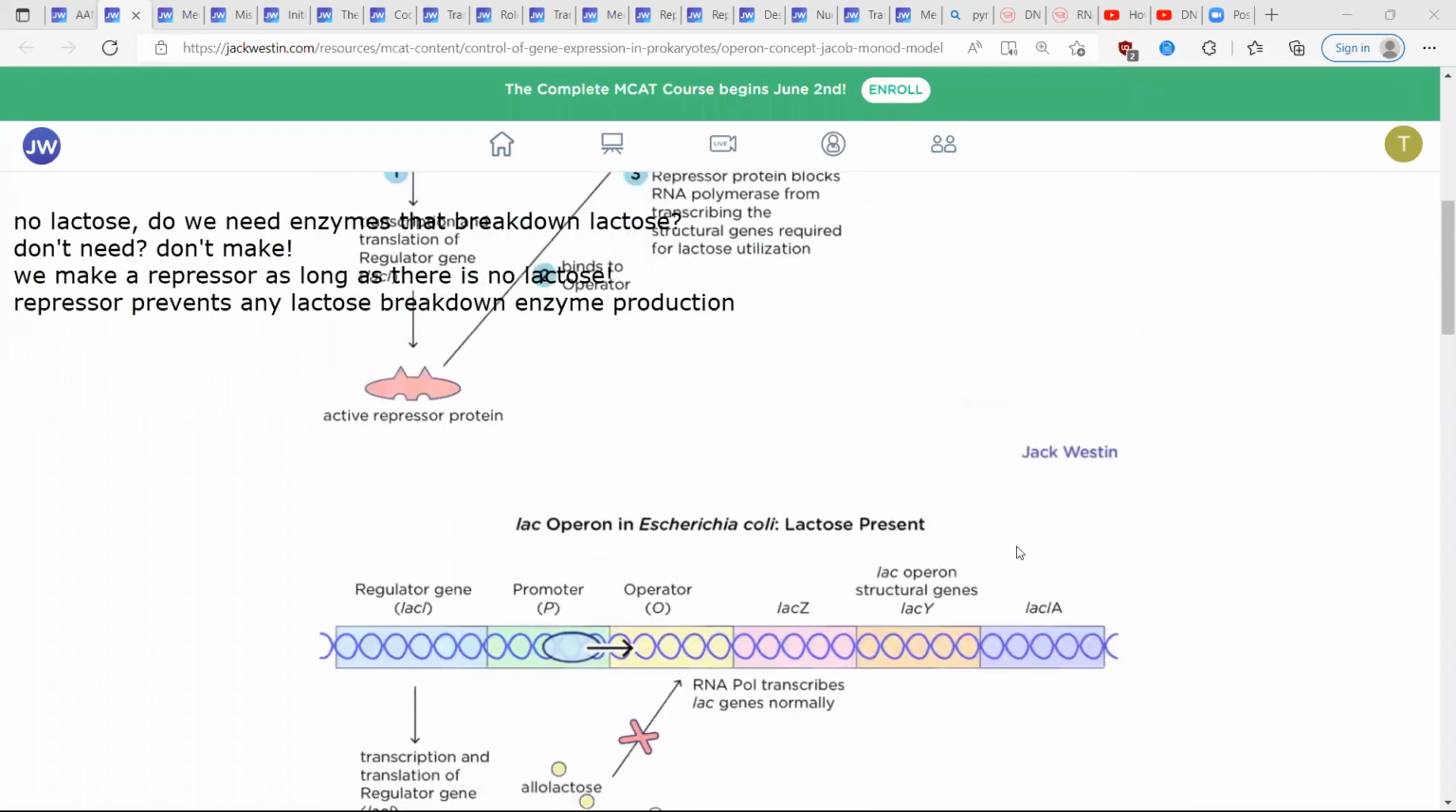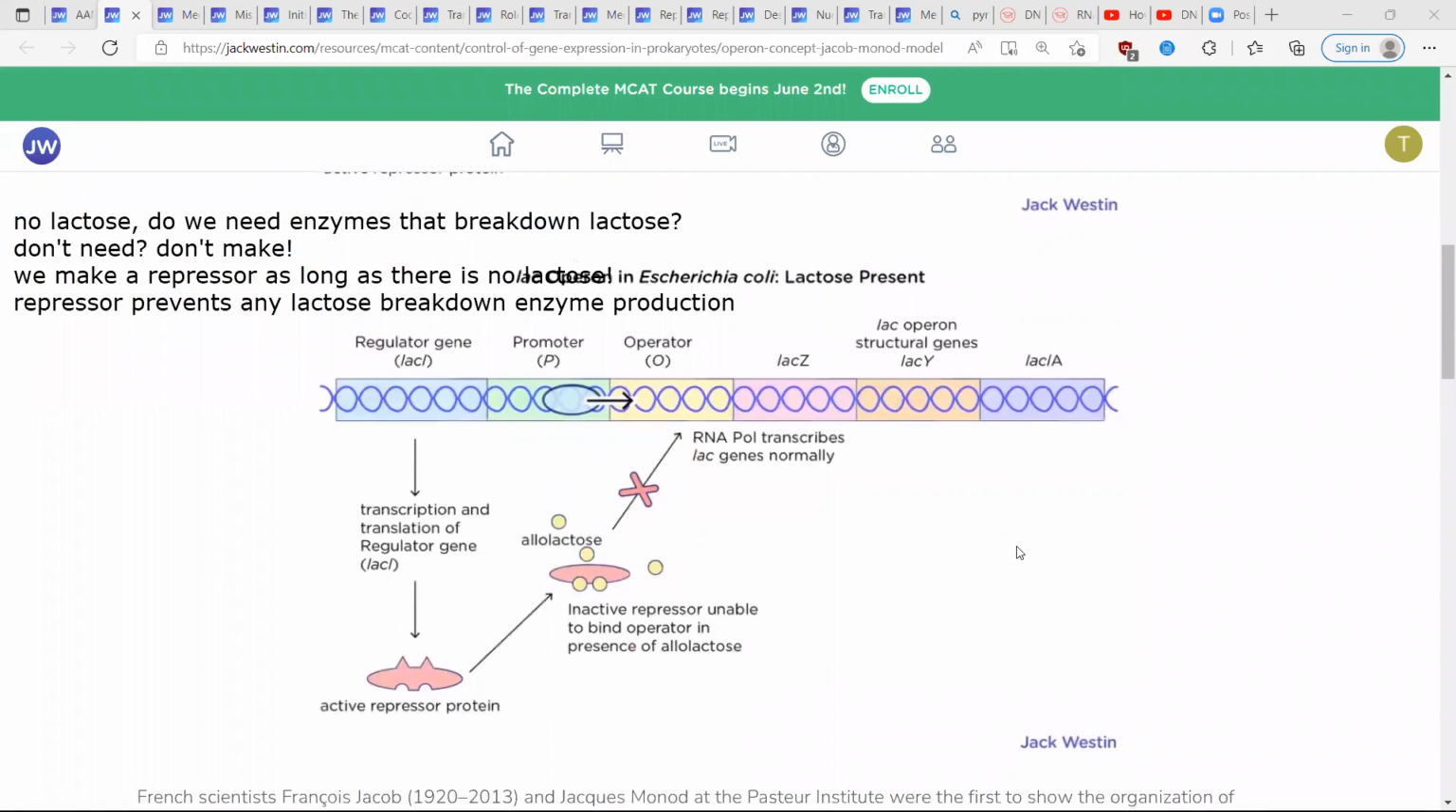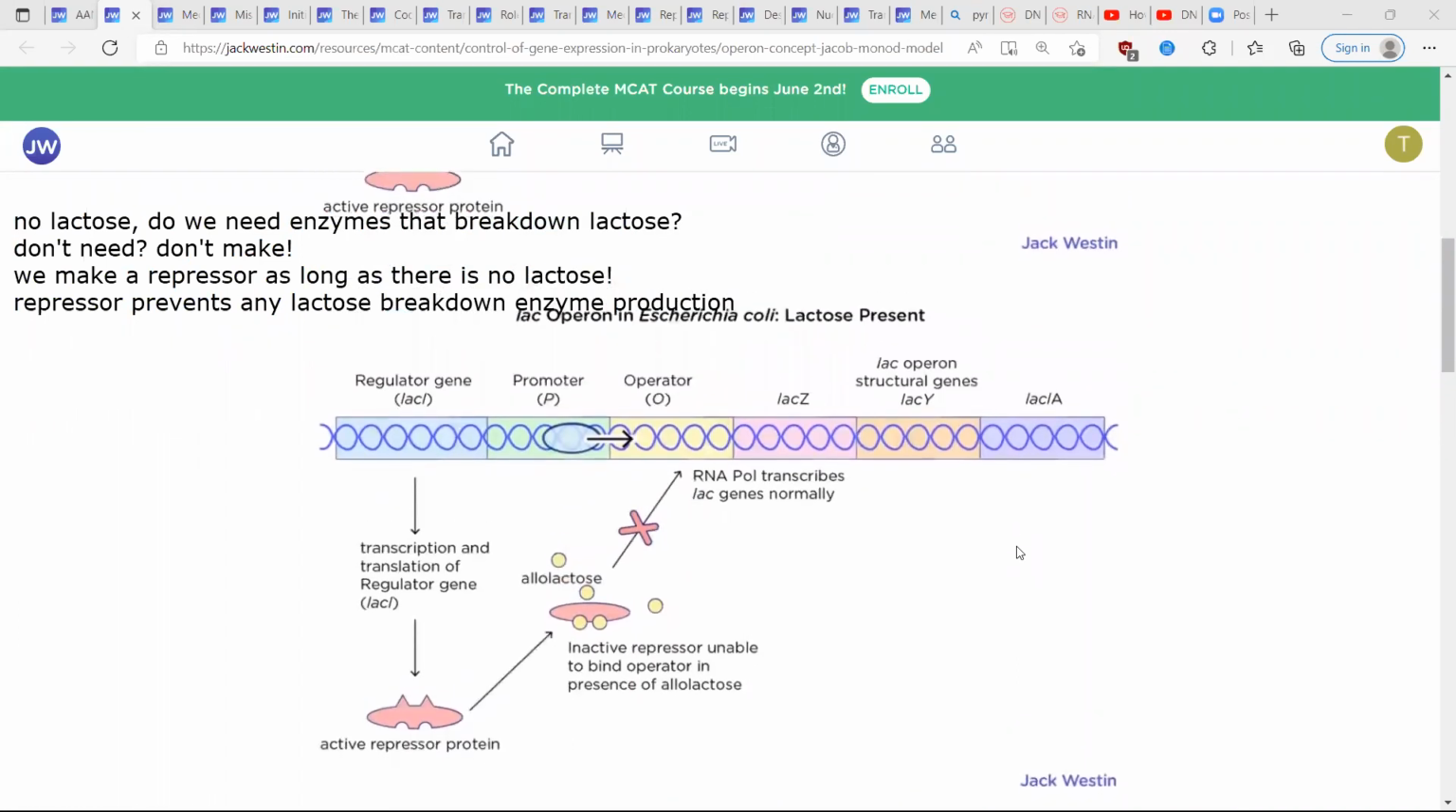Now, what if there starts to be lactose present in our environment? What if they run into a situation where there's a lot of lactose? Obviously, if there's a lot of lactose, then we probably want to start breaking down that lactose and using it, right? So now let's say that there is lactose present. Do we need those breakdown enzymes?